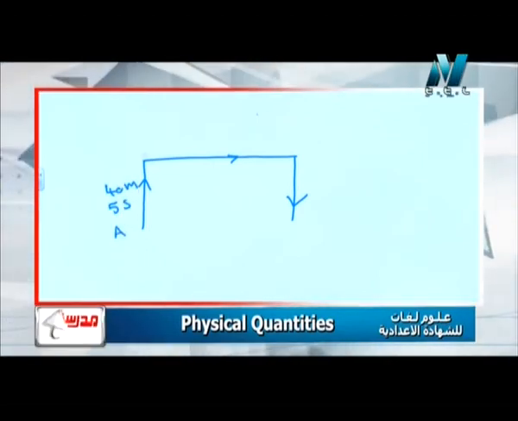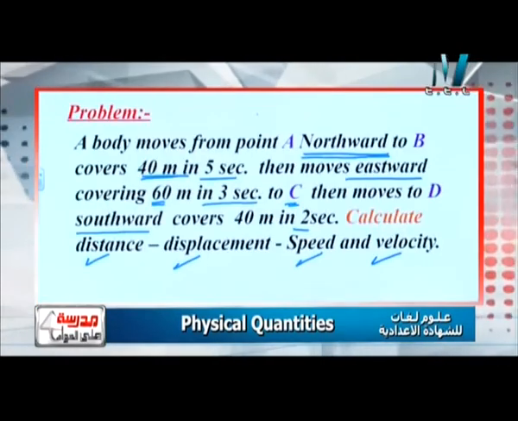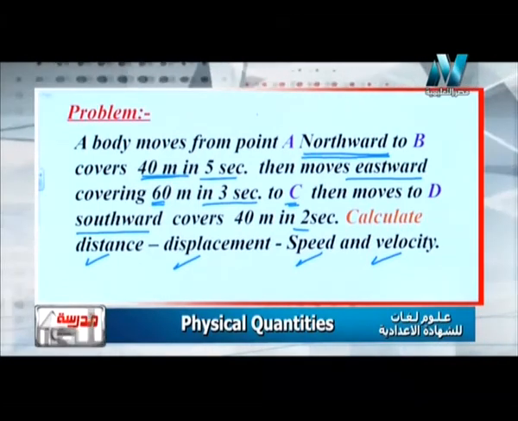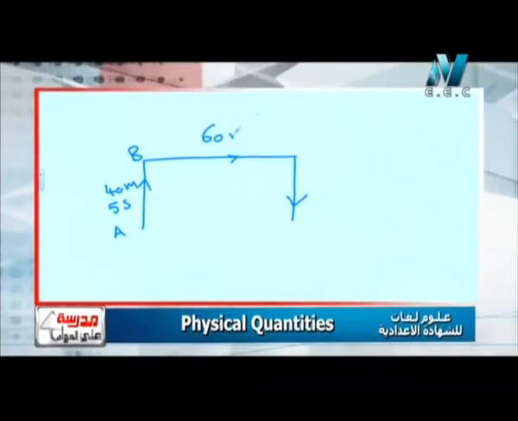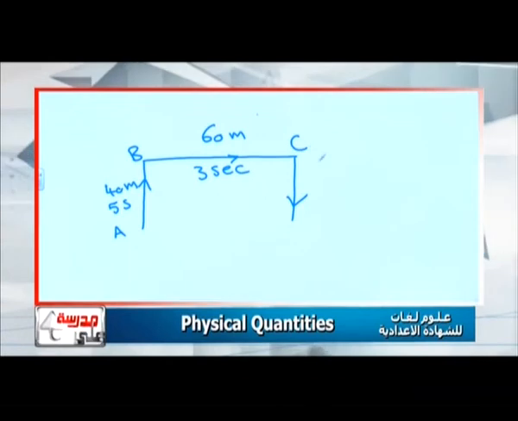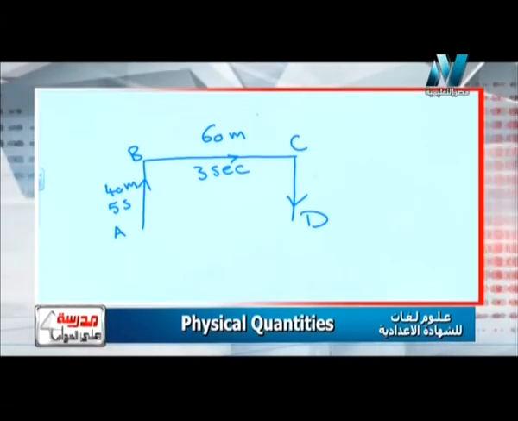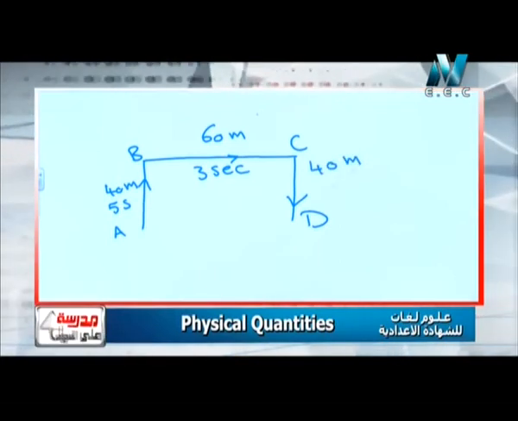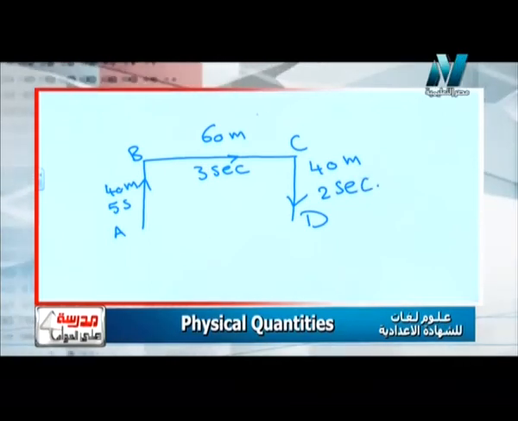A to B. Then moves to what? From B to C, 60 meters in 3 seconds. Yes, to C. Then from C to D southward, how many? 40 meters in how many? In 2 seconds. 40 meters in 2 seconds. So here we need to calculate what?